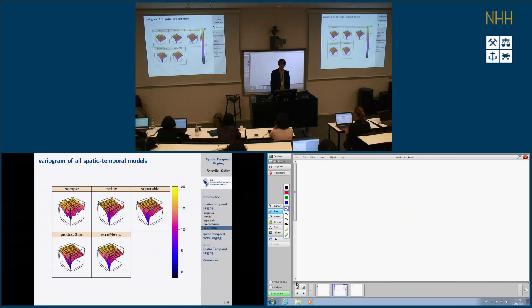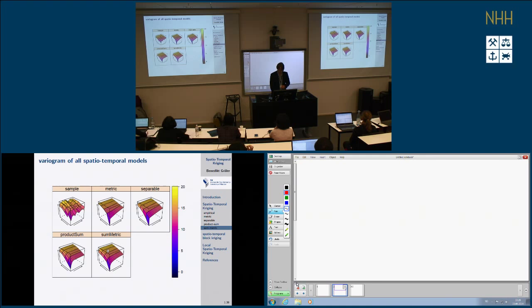Here are all the different variogram models in a wireframe plot. You can pass a list of models to the plot function, and then the plot function will plot all the models next to each other, either as wireframe or as level plots, just to better compare them next to each other.